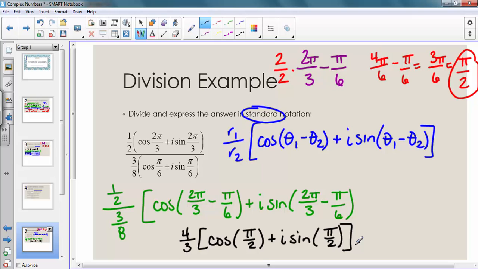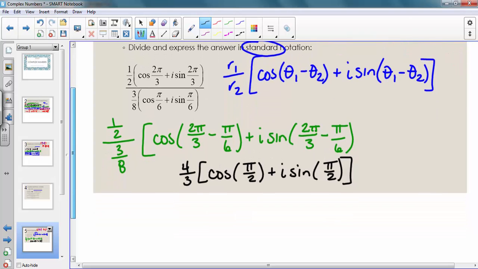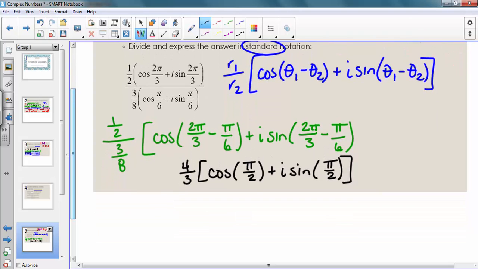Now, if it wanted the answer in trigonometric notation, we would be done right here, but it says it wants it in standard notation, so we need to take this a little further. In order to get it from trigonometric notation into standard notation, I need to go to my unit circle and find out what the cosine of pi over 2 and the sine of pi over 2 is.